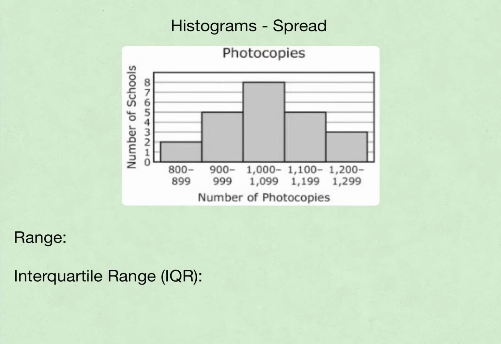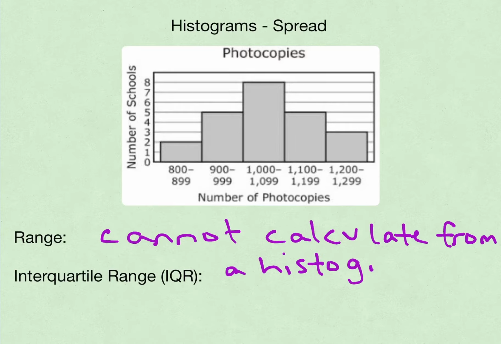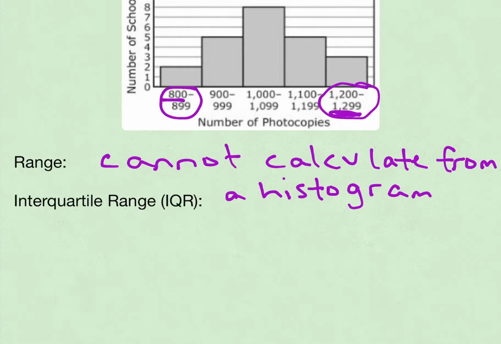Now for the measures of spread, it's very similar. Since we don't know the exact highest point or exact lowest point or the median, we also cannot calculate these 2 from a histogram. But we can make an estimation because we know the range is subtracting the highest value and the lowest value. So we at least know which intervals we could look at. And we also know the maximum can't be higher than 1,299, and our minimum can't be lower than 800. So we can at least make an estimation with the range.